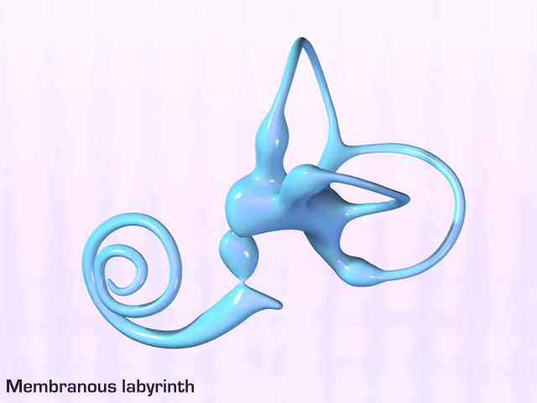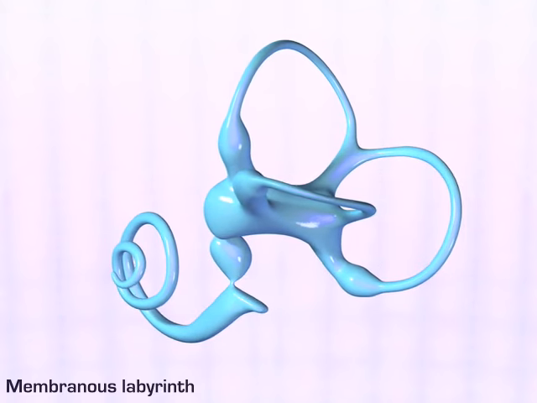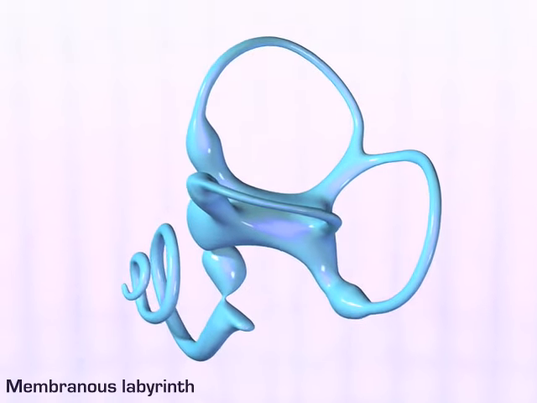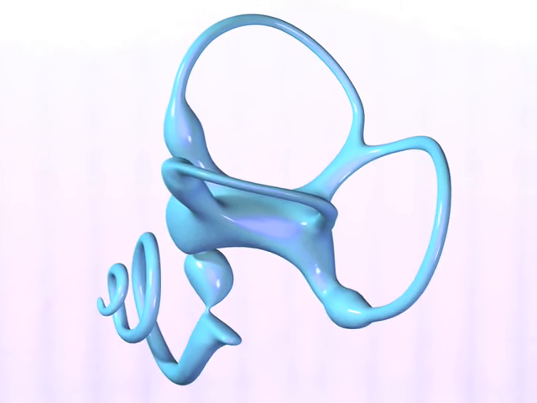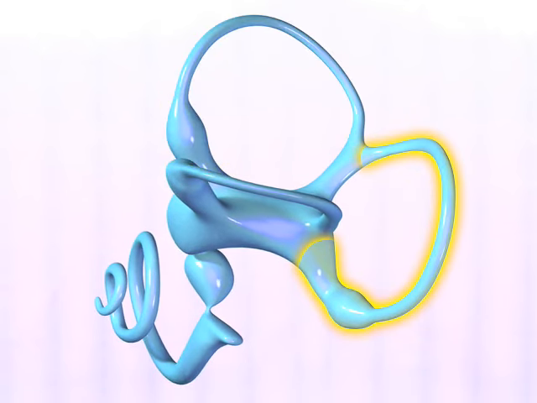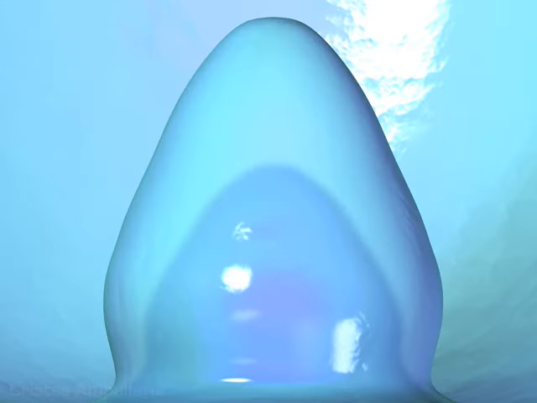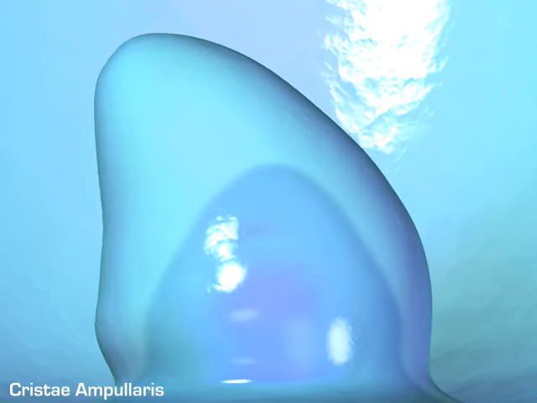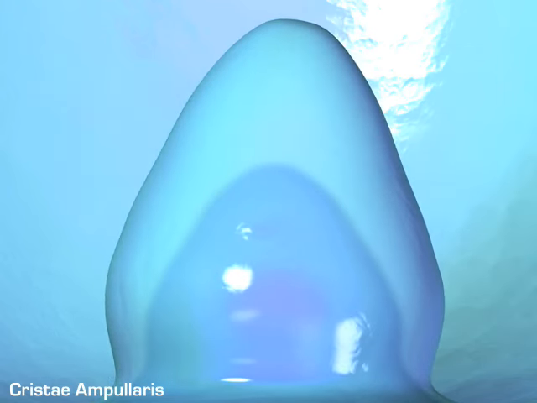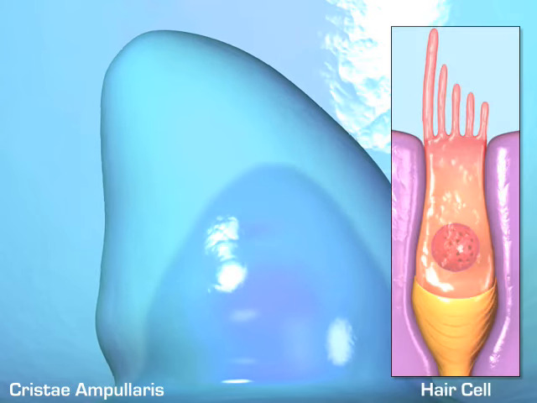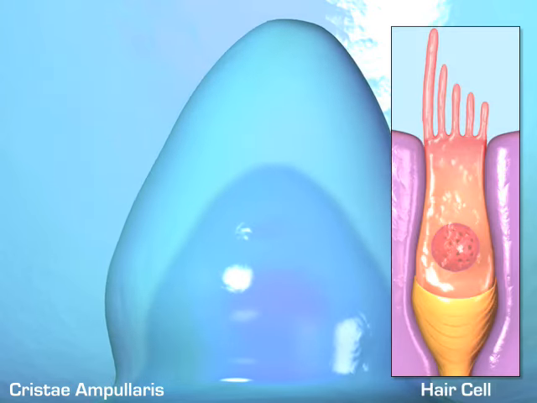The structure of the membranous labyrinth consists of three semicircular ducts positioned in three separate planes: anterior, posterior, and lateral. Each of the ducts has a widened space called an ampulla where it connects with the utricle. Within the ampulla is a sensory organ, the cristae ampullaris. When endolymph moves, it pushes the gelatinous cupula that covers the cristae ampullaris, causing embedded hair cells to bend and send nerve impulses to the brain.